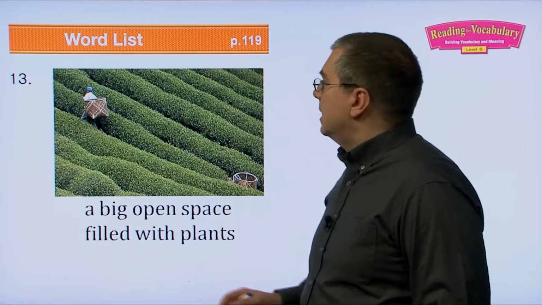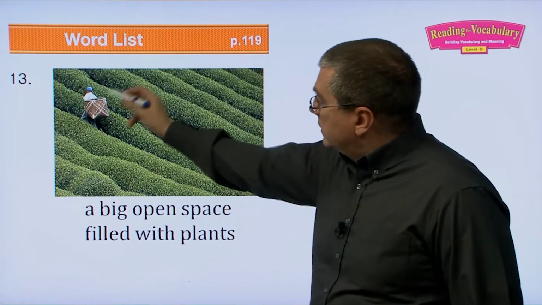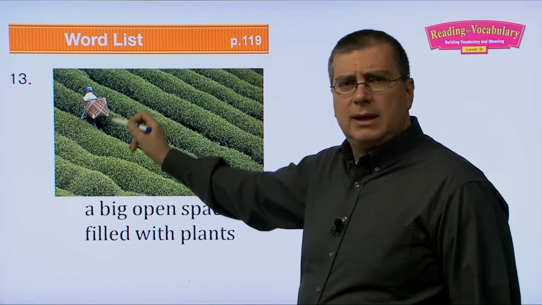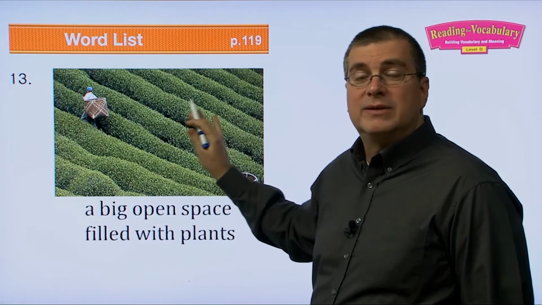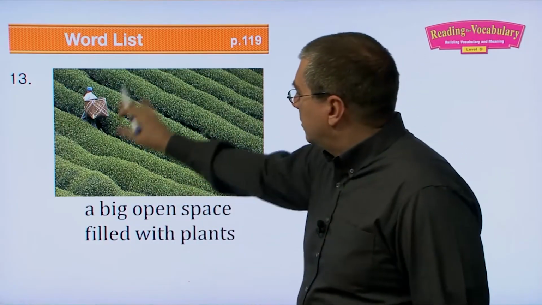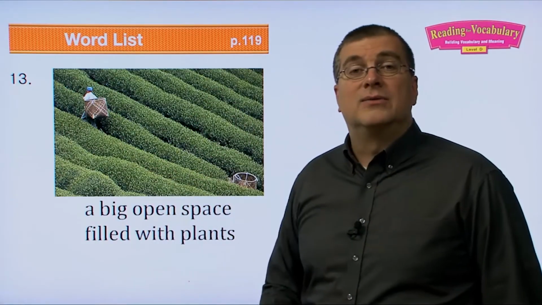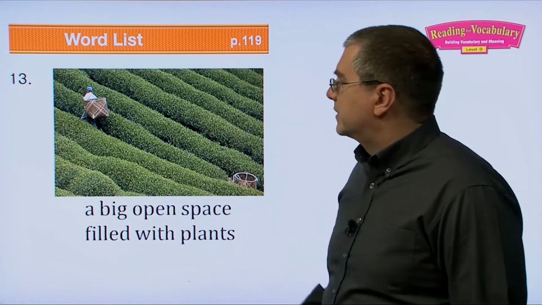Okay, next one. A big open space filled with plants. So of course this is famous. This is Goryeo, is it right? You have the tea, the plants that they make tea from, green tea. Korea is famous for tea. And there's a place in Korea that is very famous for growing tea. It looks like this is a picture from that area or an area similar to that.